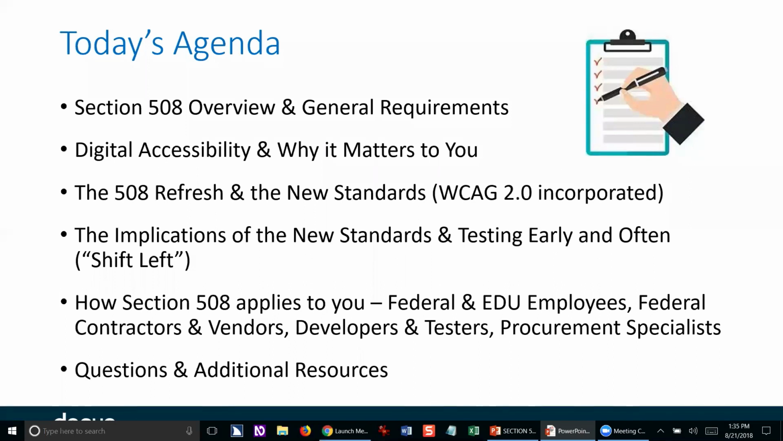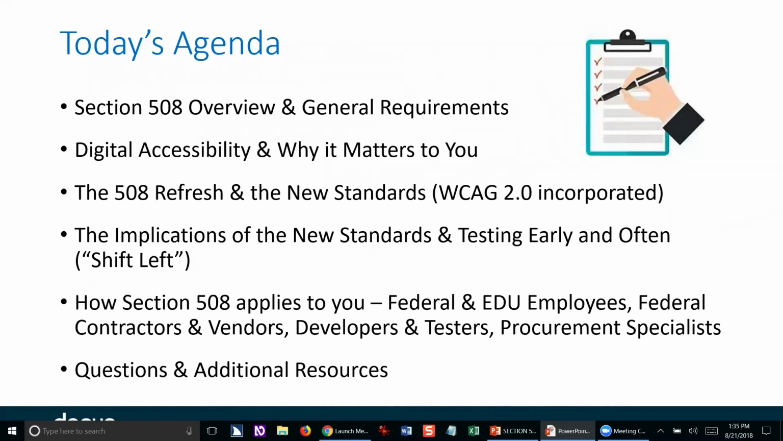Now, the new standards have some significant implications and we'll address how they fit into the approach of testing early and often to ensure accessibility. We'll also discuss how Section 508 applies to you, whether you are in the federal, EDU, or private sector. And the best part is that we'll do all this in just 5.5 hours.